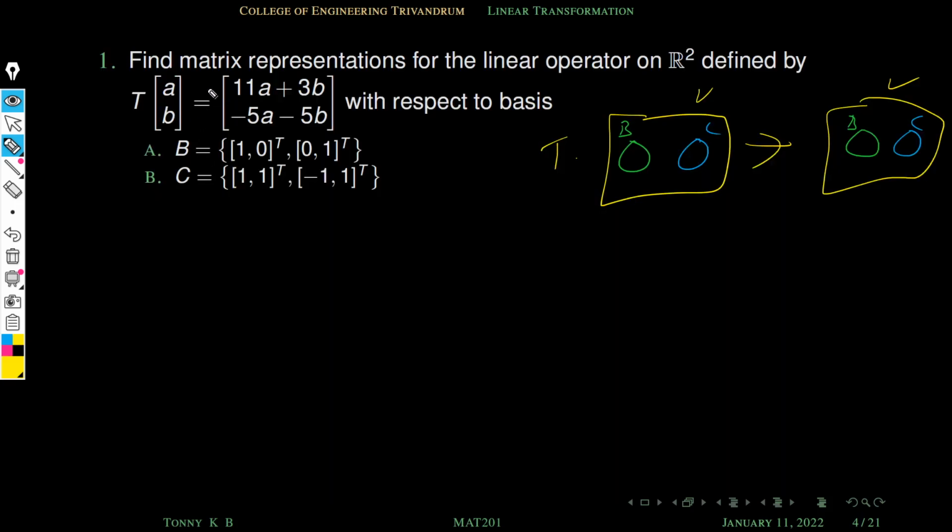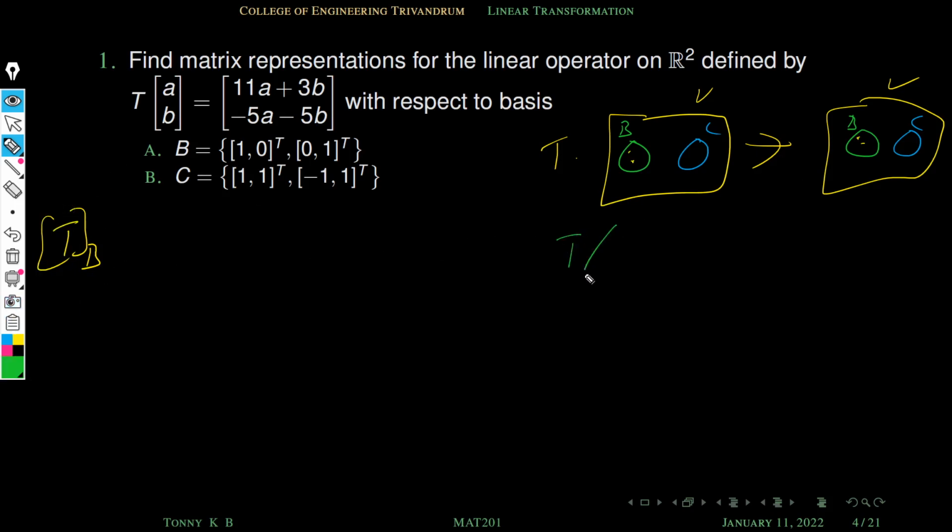Okay, consider this problem. Find the matrix representations for the linear operator on R square defined by T of (a, b) equal to (11a plus 3b, minus 5a plus 5b) with respect to these two bases. Okay, so first we have to find T with respect to B. And how to find T with respect to B? First, we have two elements in this B.